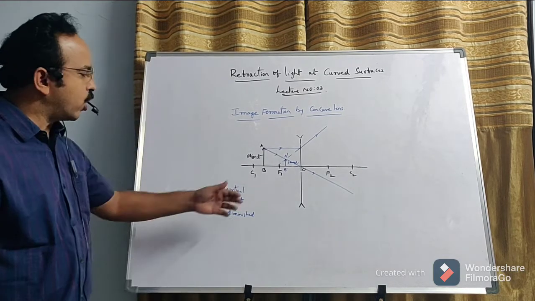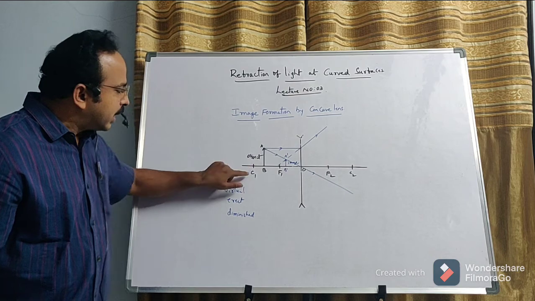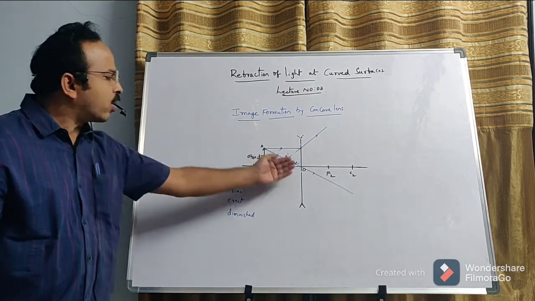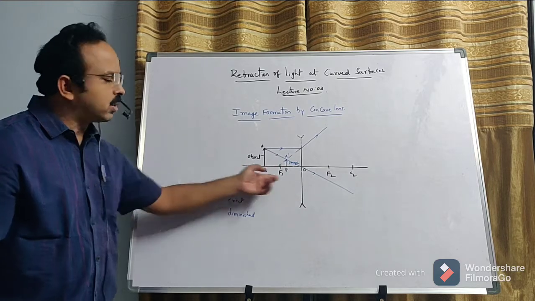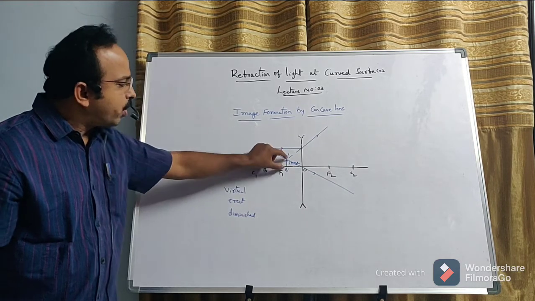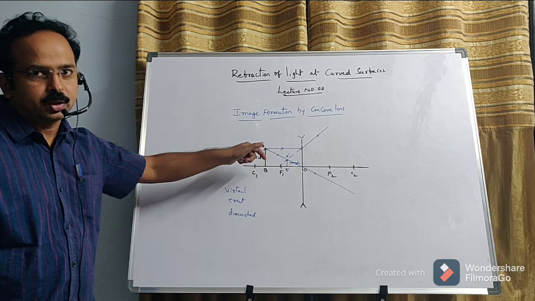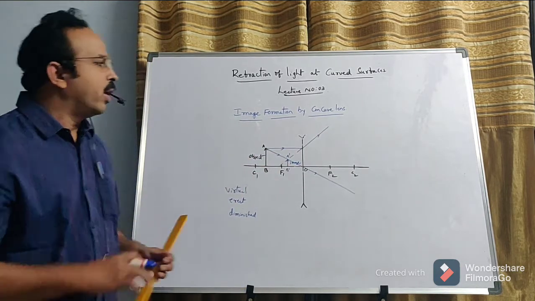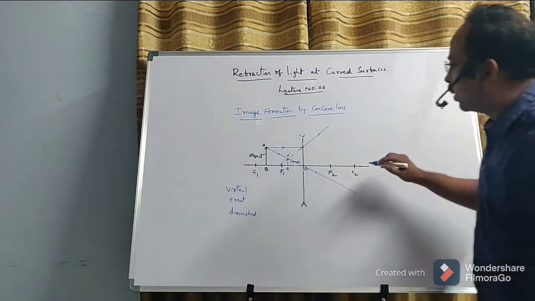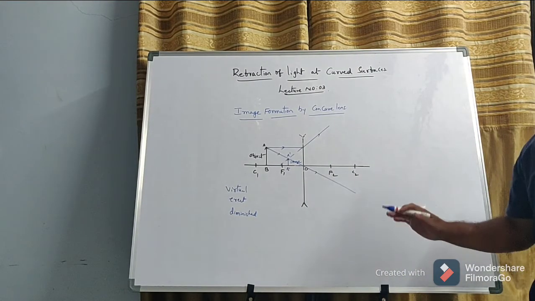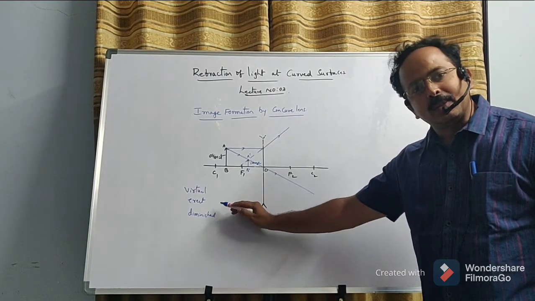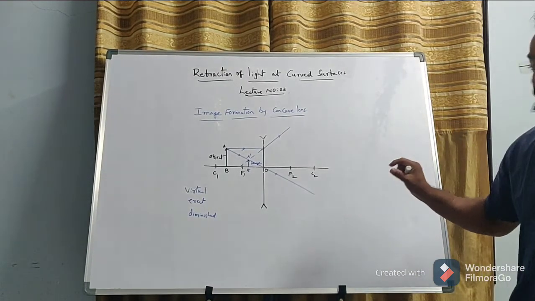Here we don't need to bother whether the object is at C1, F1, or beyond C, anywhere on the principal axis, anywhere. The image formed will always be small. Try to understand that for any position of the object, the image will always be virtual, erect and diminished. It will be very small. You have to remember that here.